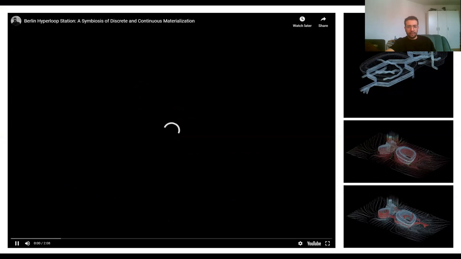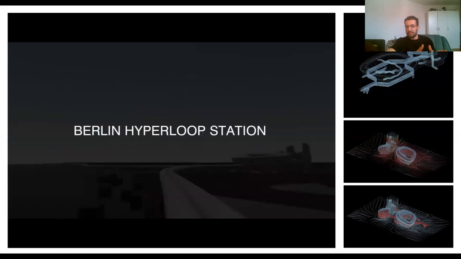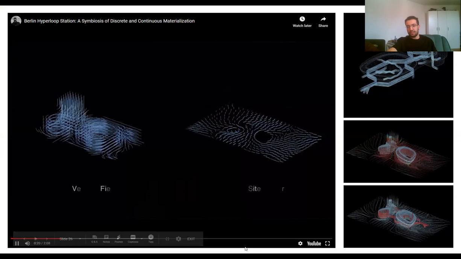So basically I was using velocity vector fields in order to simulate the particle system for simulating the discrete part and how it can penetrate inside a continuous surface and merge. The function of this project was a Hyperloop station for Berlin.